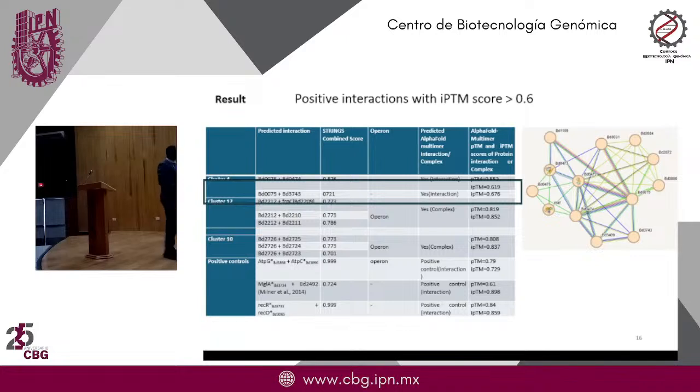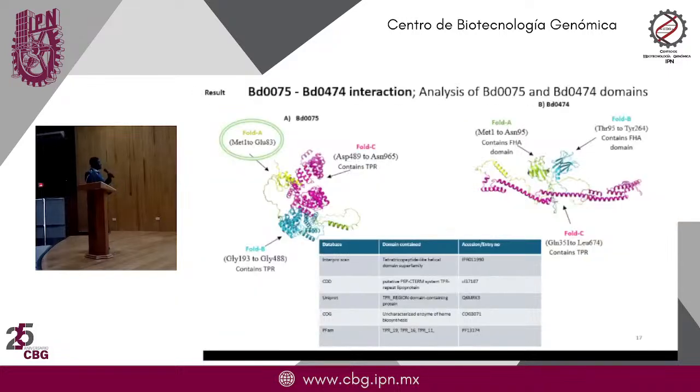Now, in AlphaFold, when we tested all these other interactions, this is a STRING predicted interaction. When we tested all these other interactions, there were no positive interactions for AlphaFold. In that way, we were able to eliminate the multiple choices that we have here, to focus on the most relevant ones as predicted by AlphaFold, which are the 474 and the 3743. So we did an analysis of the 474 and the 0075. Here is an AlphaFold model of the protein folding.